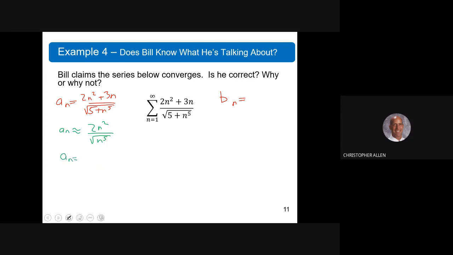And I could go further here, and I could say this is 2n squared over n to the, well, that'd be 2.5, right? Now, what is n to the second divided by n to the 2.5? Oops, and this is not equal. I'm not saying they're equal. I'm saying that it's similar. Or this is the same thing as n to the 1/2. Okay.